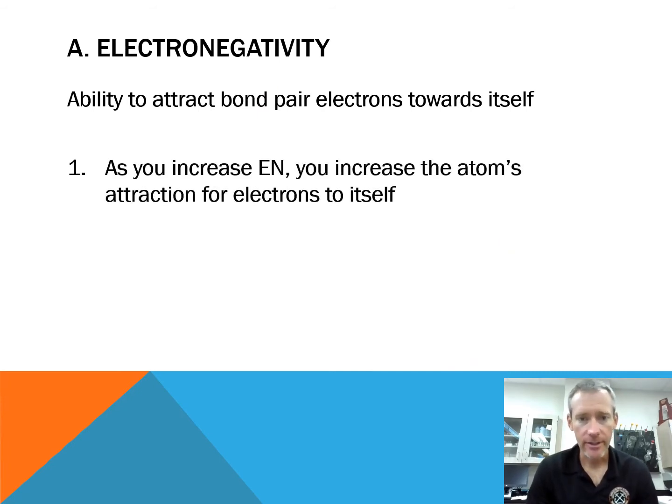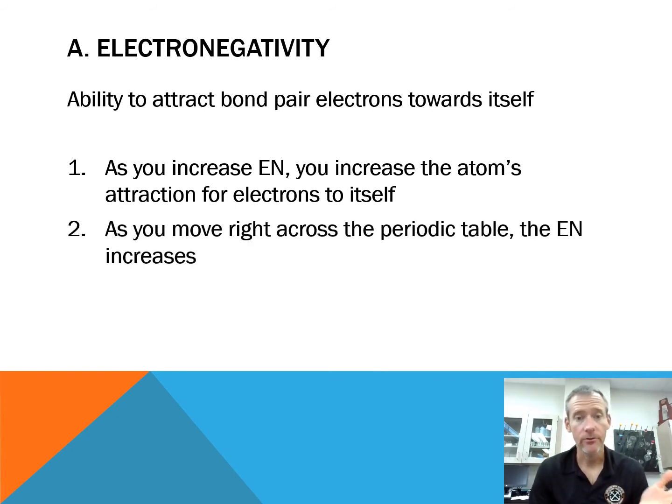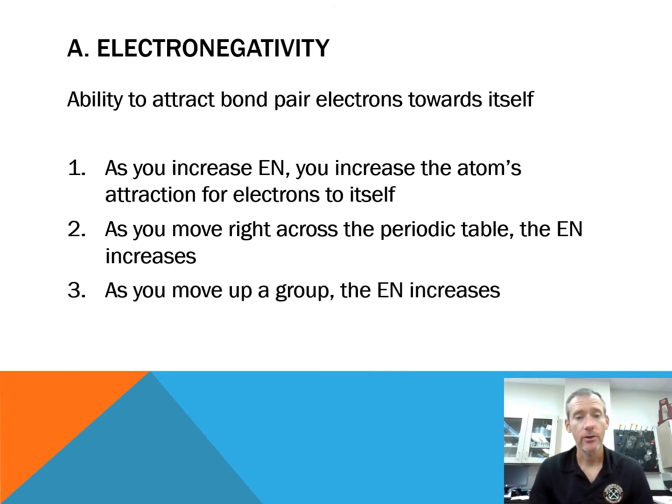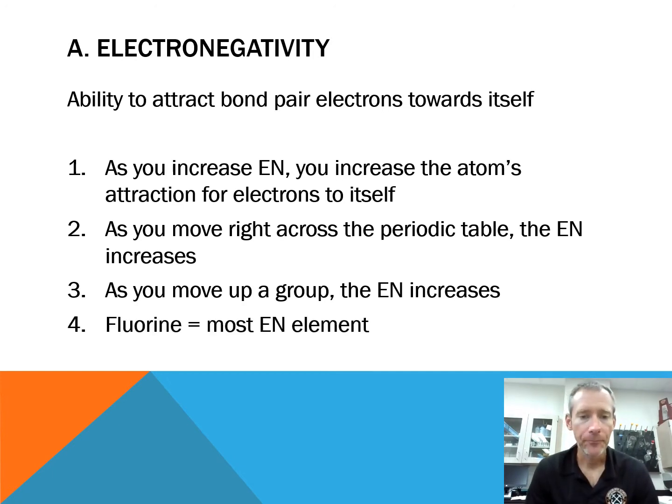So as you increase electronegativity, you increase the atom's attraction for electrons. As you move right across the periodic table, it increases towards fluorine, and as you go up towards fluorine, it increases. So fluorine is the key. Everything that is based on electronegativity should be referenced through fluorine. You can see the halogens, bromine being the weakest, with fluorine being the greatest.